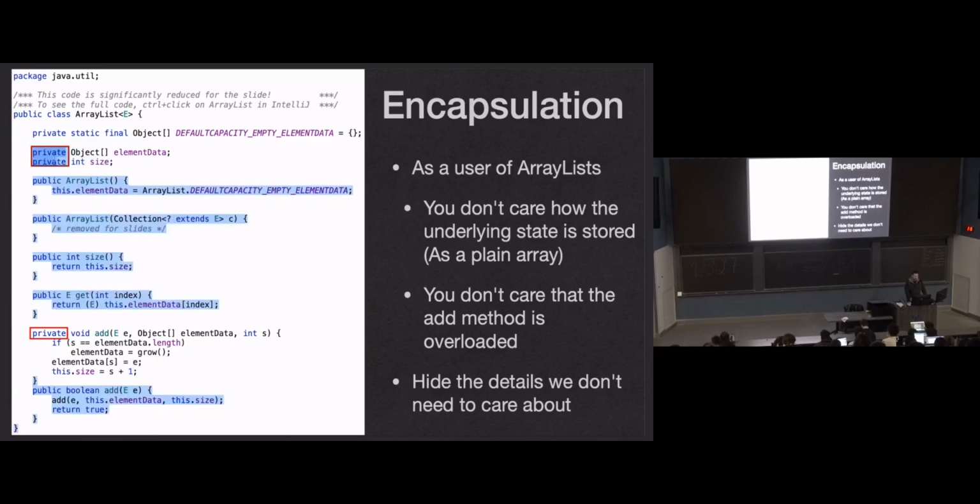The fact that an ArrayList actually uses a plain old array of objects, we don't have to care about. The fact that it has an int that tracks the size, we don't have to care about that either. We don't have to care about any of this stuff. And the writers of this code said, we're making those private. You don't have to care about them. You don't even have access to them. We're not even going to let you look at that stuff. We're going to make them private because you don't have to care about these details.